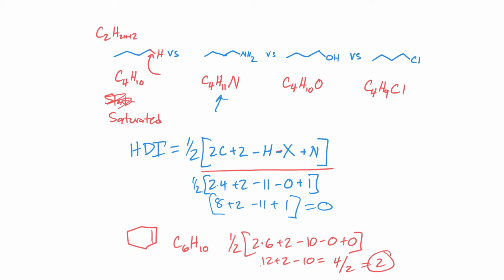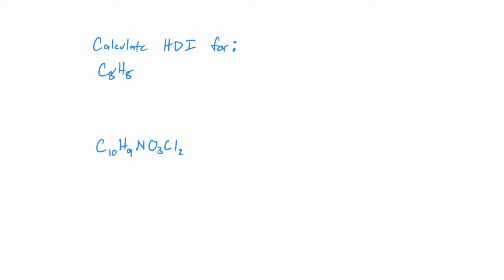So our HDI for cyclohexene is 2. And of course, I hope you agree with that. We have an alkene right here, and we have the ring. So we have 2 potential double bonds and or rings present in this molecule. Let's look at these 2 formulas for more practice calculating the HDI.